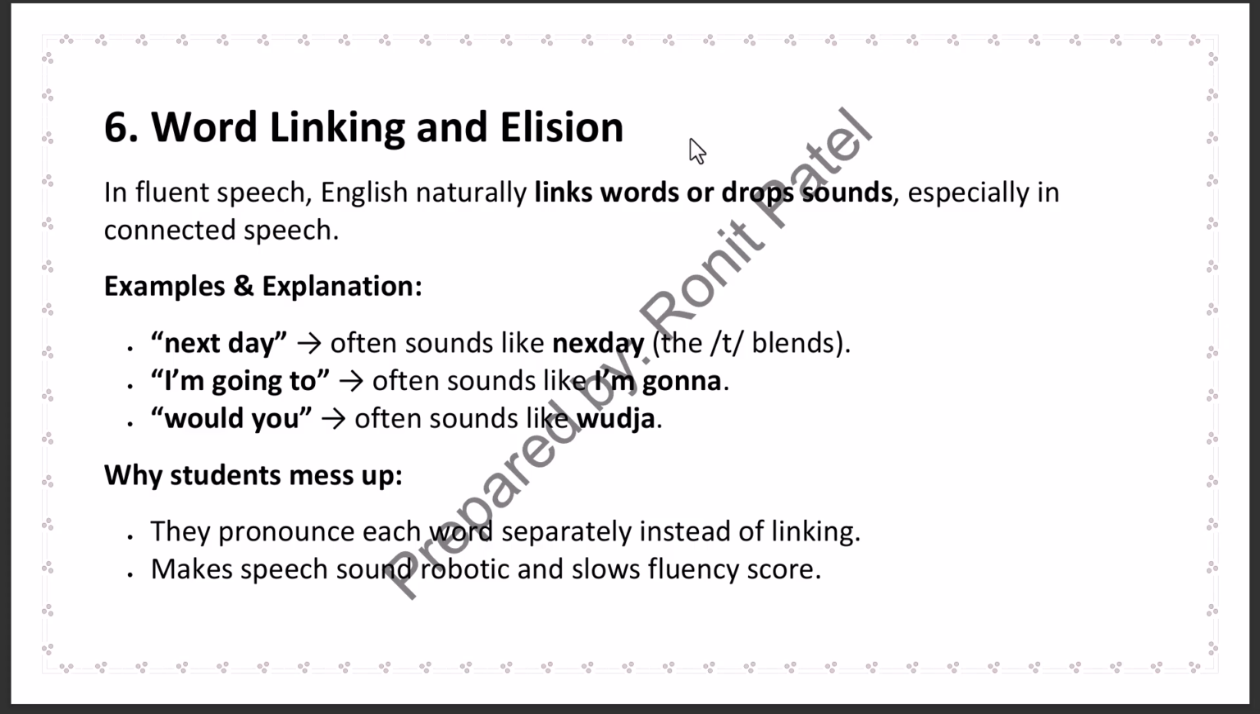Alright, now we reach a turning point in pronunciation training. Up to now, we were talking about individual words. But real English fluency is not about words in isolation. It is about what happens between words. This is where we meet two powerful concepts, linking and elision. Let me explain this in a very simple way.